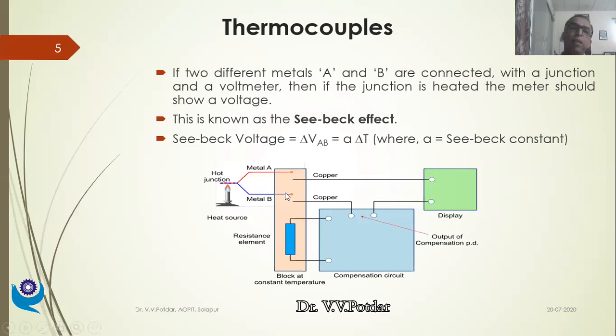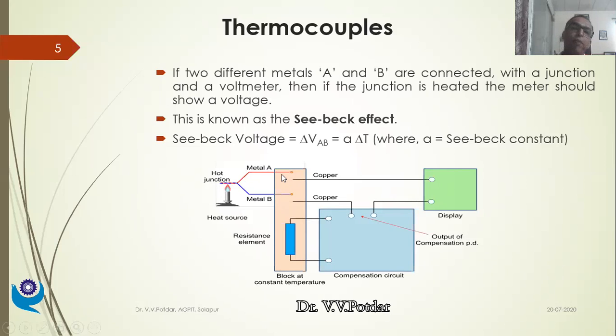So what happens when there is a temperature gradient, a temperature difference that is generated by us? The current will start flowing in the external circuit. In the external circuit there will be current flow, and this current flow will give me some potential difference. Or maybe because of the potential difference, the current will flow.